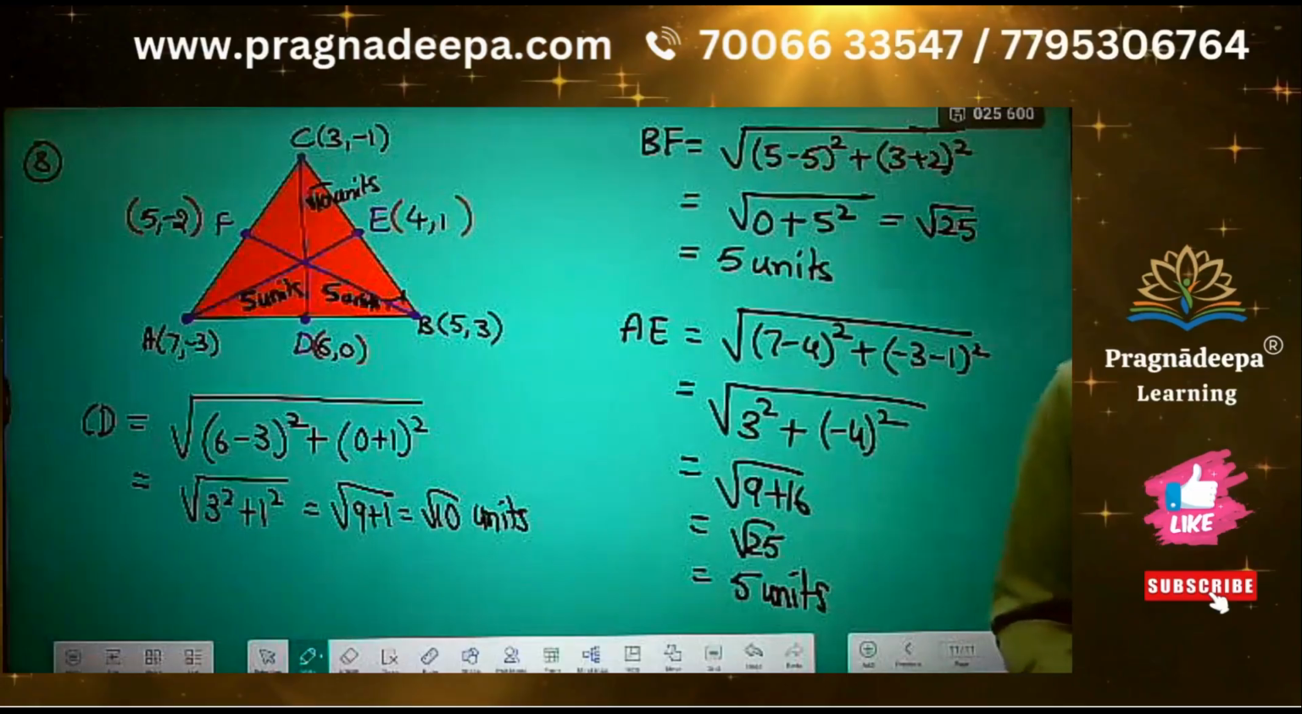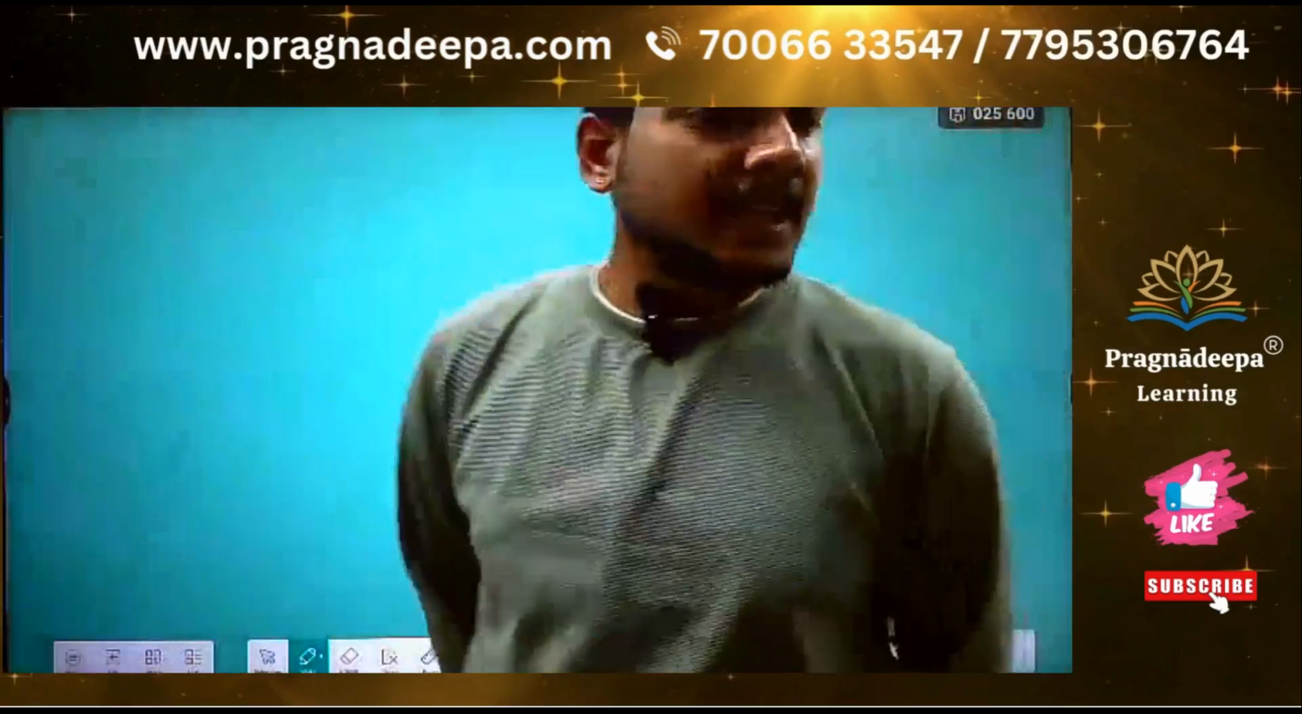Have you done the area of the rhombus problem? Whose coordinates are given. What is the formula to calculate the area of the rhombus?